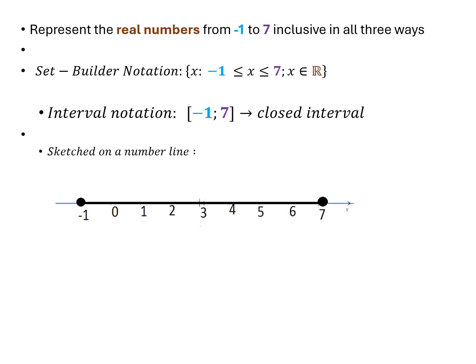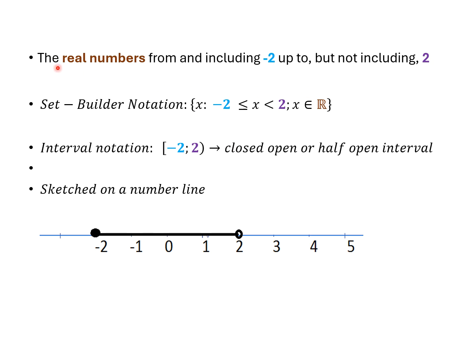Let's go to the third problem. We want real numbers from and including -2 up to but not including 2. Right, so we're starting exactly at -2, but we're actually stopping before 2.